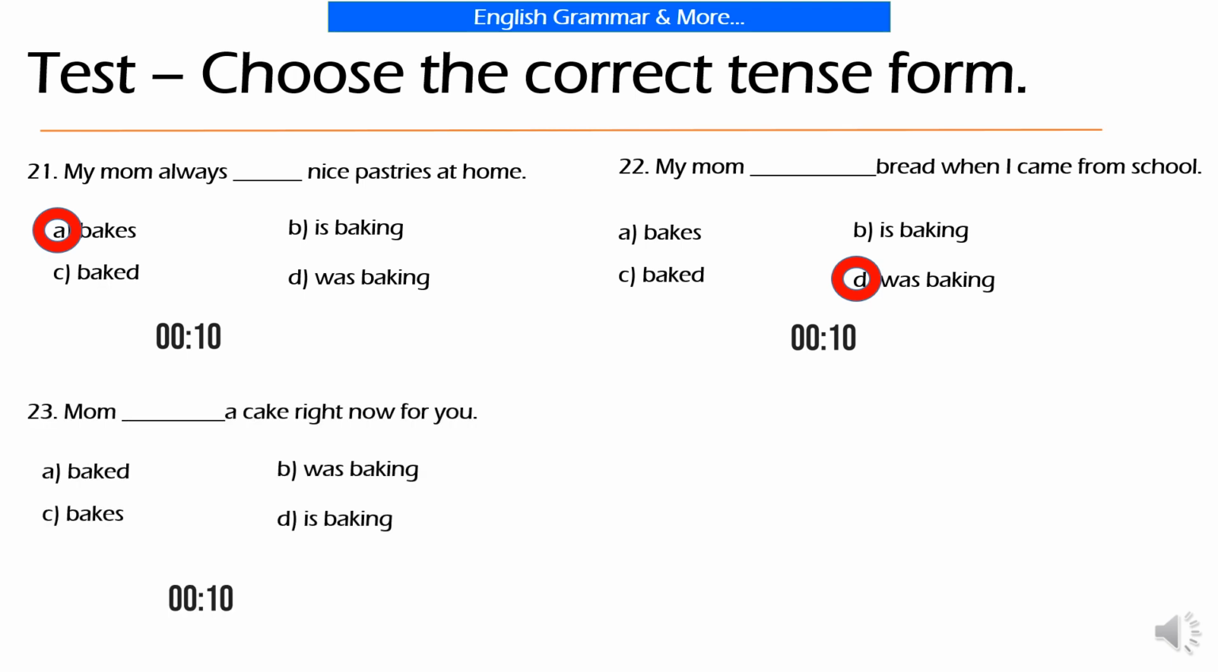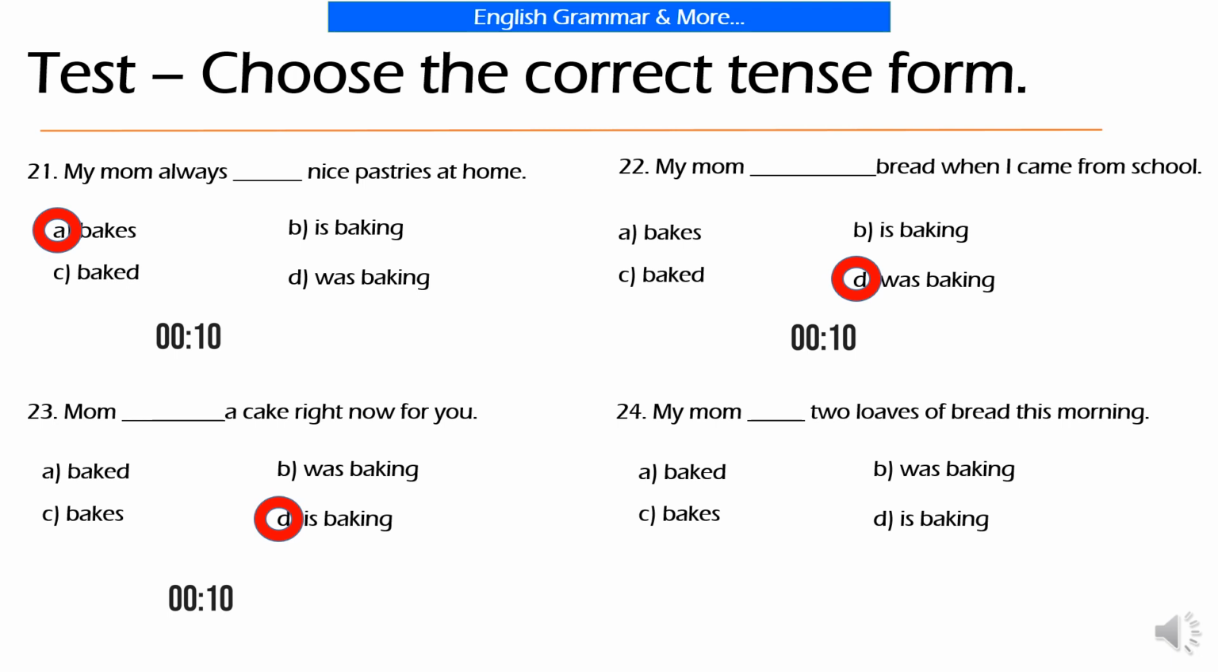Question 23. The correct answer is D. Mom is baking a cake right now for you. Here, the correct answer is the present continuous tense form because from the time adverb right now we understand that this action is happening as we are speaking. Question 24.